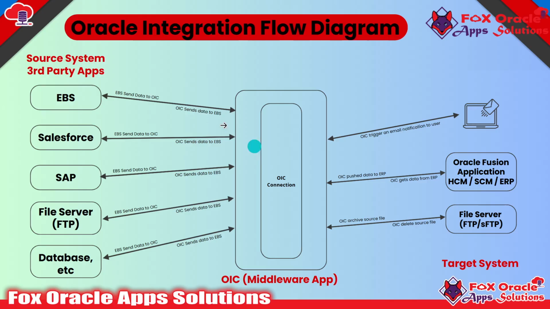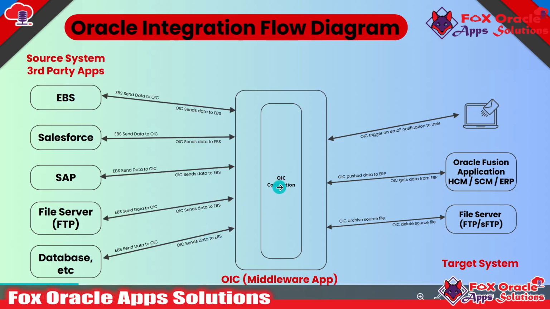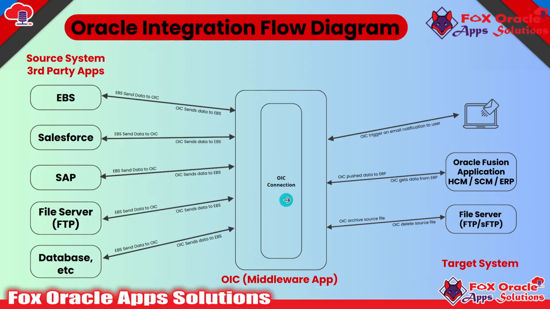For example, whatever data we receive from the EBS system, we have to send over email. That's why OIC provides the flexibility to use a notification action. We'll cover that also in upcoming days. Using notifications, we can send an email to a specific user, and in the email body we can pass messages and attachments.